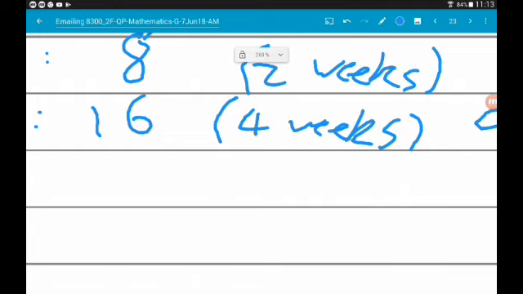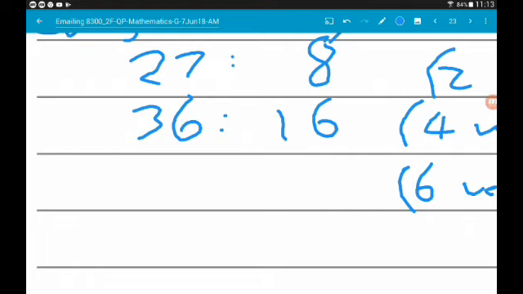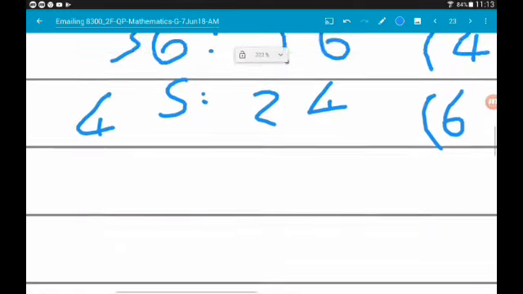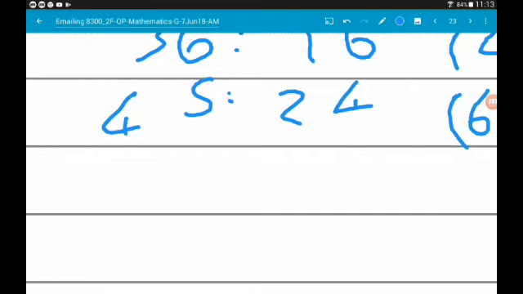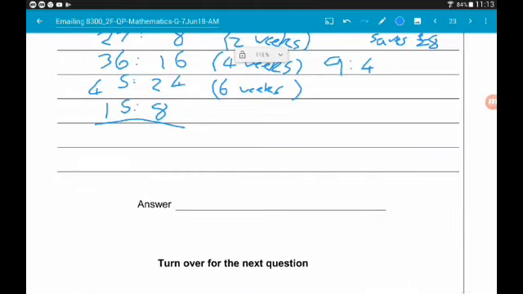So we go another 2 weeks on, so that's now going to be 6 weeks. So Theo will have another £9. So he's now going to have 45. James is going to have another £8. So he's going to have 24. Now this has a common factor of 3. So this does simplify to 15 to 8, which is what we wanted. So that took 6 weeks.